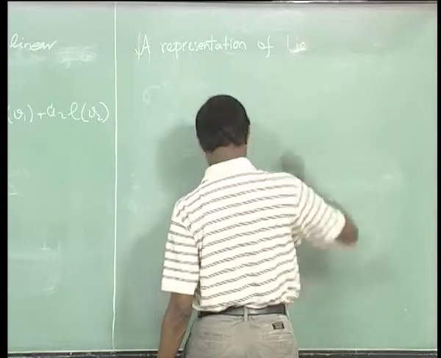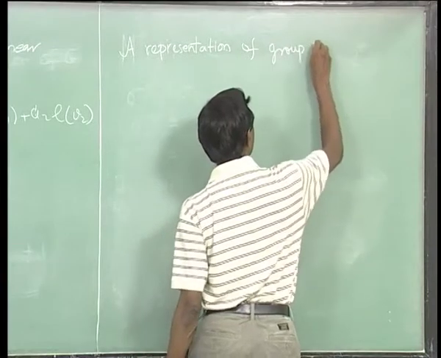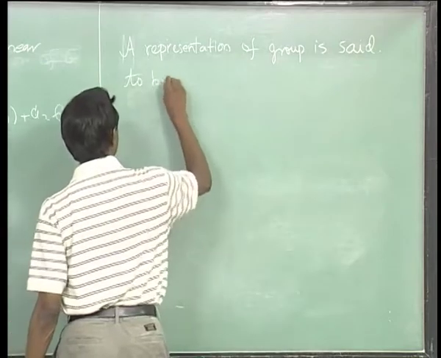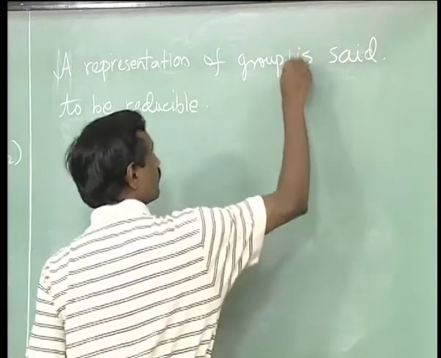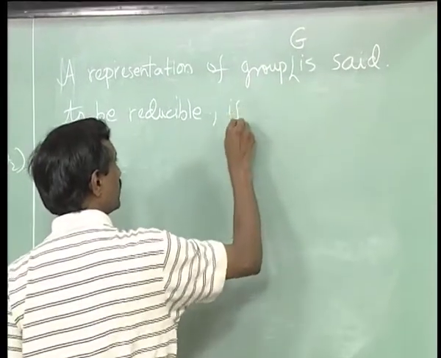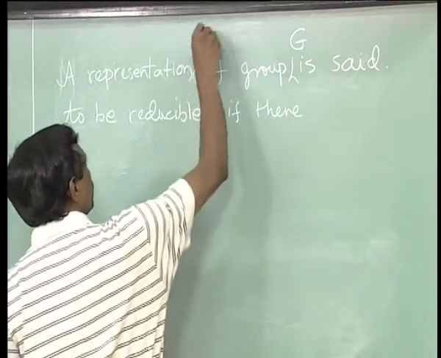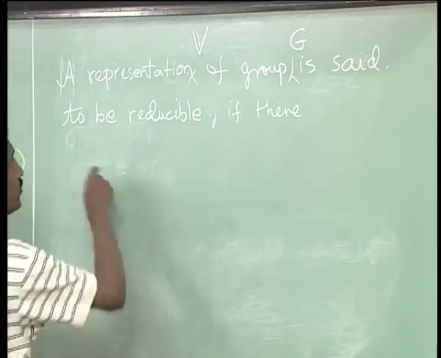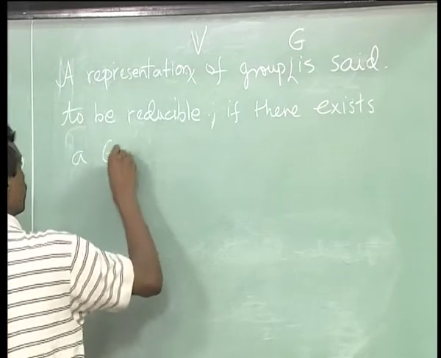no, not necessarily Lie, that is not so important in this, a representation of a group is said to be reducible. So a representation V. Usually the vector space itself is called the representation. The representation V of the group G is said to be reducible if there exists a G-invariant subspace.